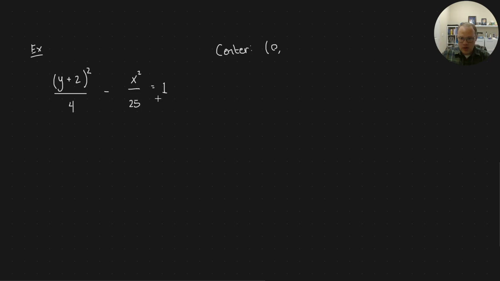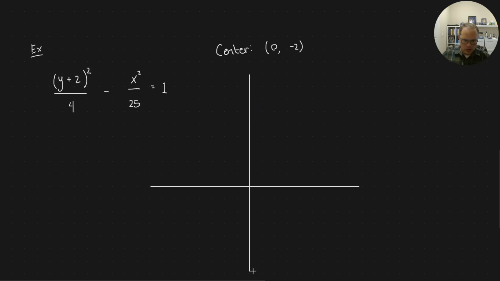So the x is 0 and the y is going to be -2, because when I plug -2 in for the y, it makes this term 0. Okay. So that gives me my center, and that's what I need to start. So 0, -2. I'm 0 on the x. I'm -2 on the y. So I'm going to go down to right here. That's 0, -2. Make it yellow.